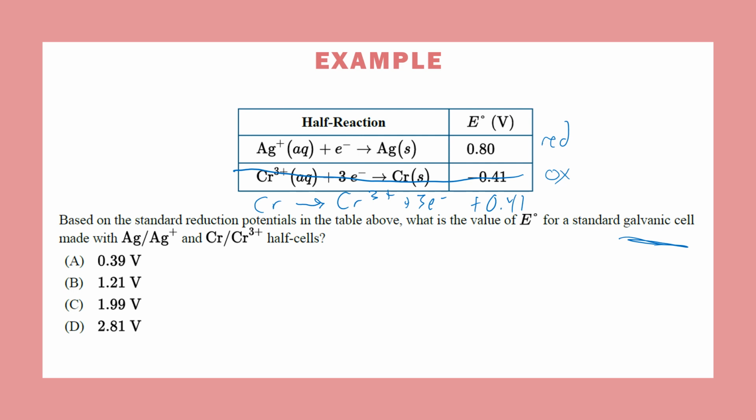Just a side note, remember when you manipulate a reaction, if you multiply it by something, you do not change the value of the cell potential. Only if you flip the reaction can you flip the sign, but the actual magnitude does not change. So then I can go ahead and just add those together, and I get 1.21 as my overall voltage.